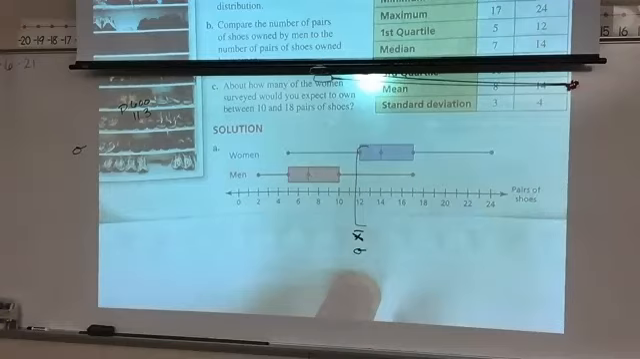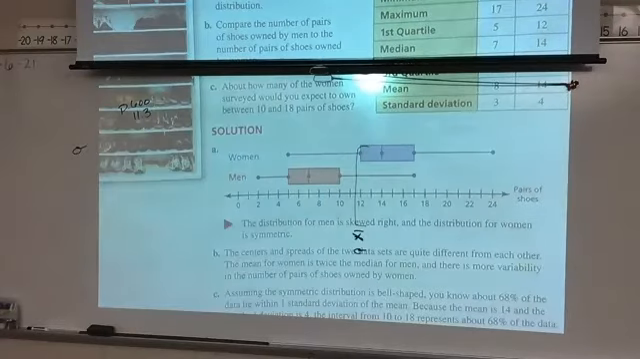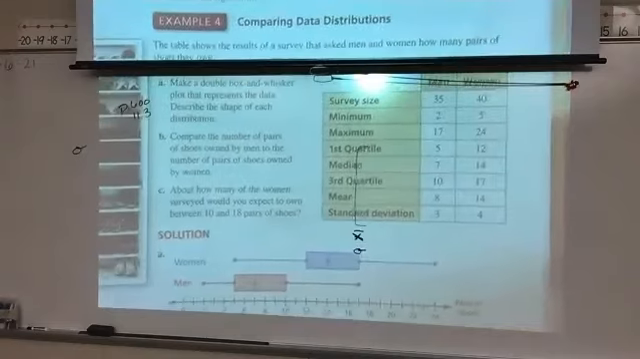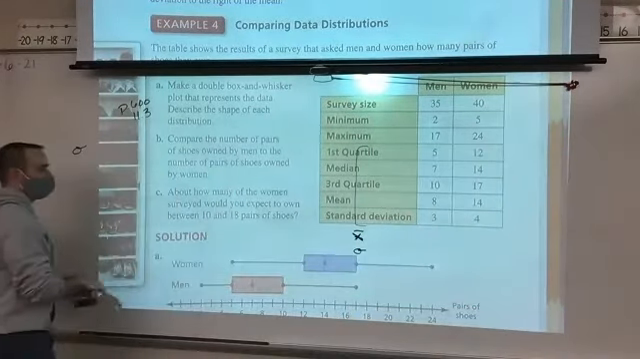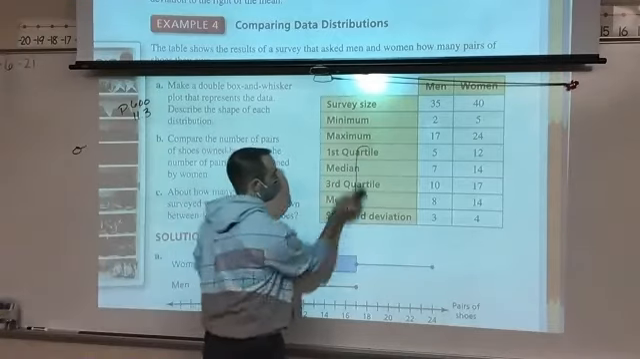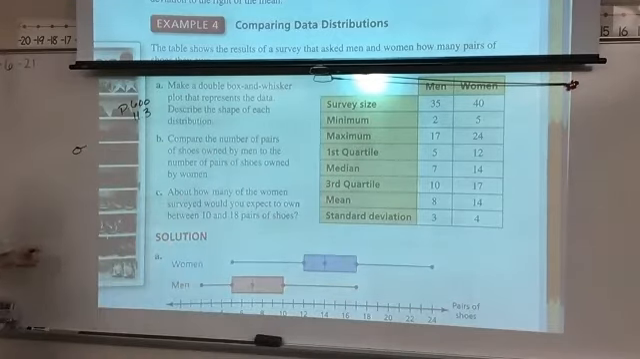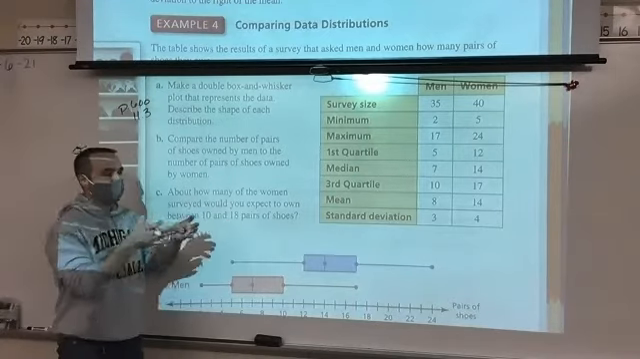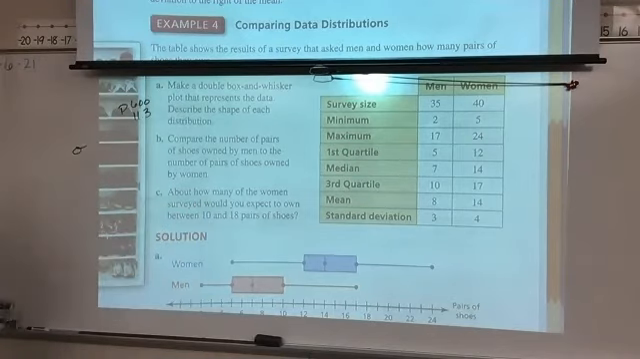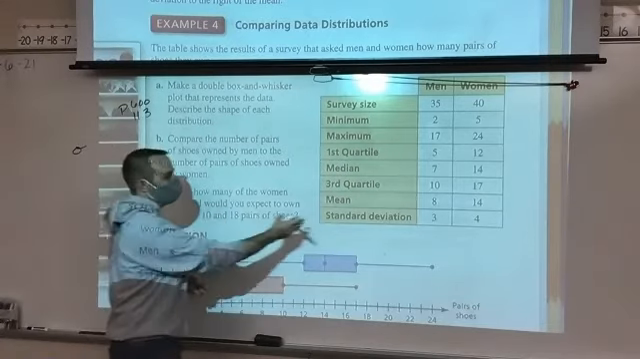And then the third question, this is where our bell curve and our standard deviations and everything come in. The third question says, about how many of the women surveyed would you expect to own between 10 and 18 pairs of shoes? So here's what we do. We take a look at 10 and 18. If you take the average of those numbers, the middle, it's going to give you the mean. They're going to tell you something around the mean. Our mean is 14 for women.